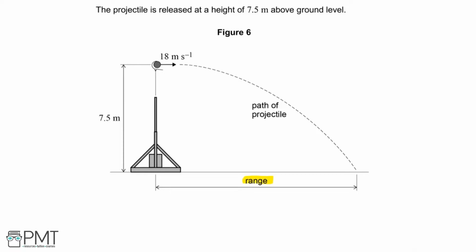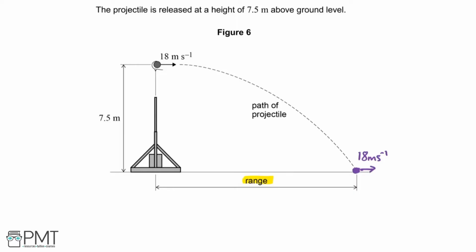Now, the first thing that we want to do is use a vertical SUVAT equation to work out the time taken for the projectile to fall vertically to the ground. Because once we've worked out that time, that's also the time taken for it to travel horizontally across that range. And if we know that its horizontal velocity initially is 18 meters per second, it's going to be the same when it reaches the other end. Remember, the horizontal component of the velocity is not changed because there's no horizontal forces acting on that projectile. So by that endpoint, we can just use speed equals distance divided by time.